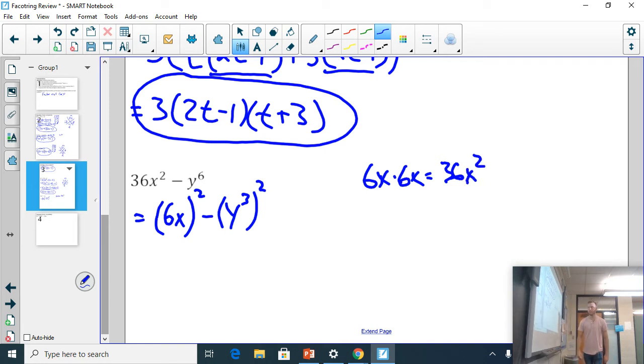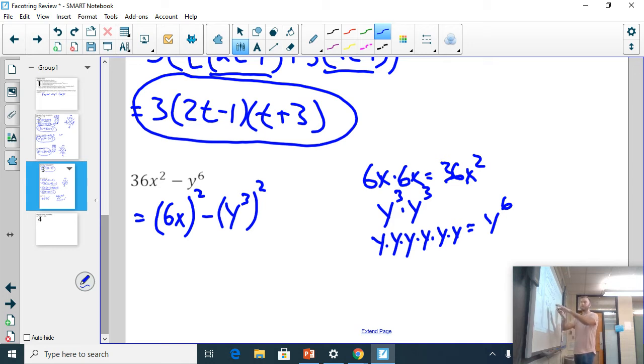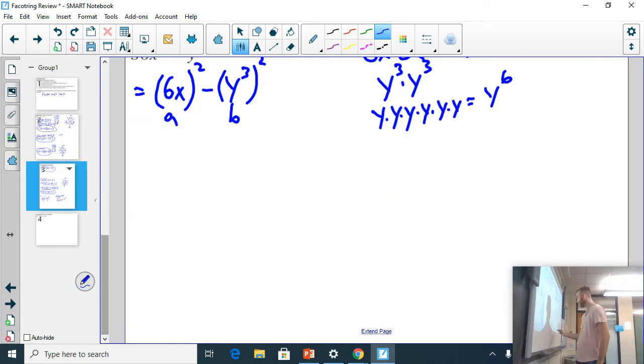squared, right? And then here we have y cubed squared, which really means y cubed times y cubed, which if we were to write that out, that would be y times y times y times y times y times y. Y times itself 6 times, which is y to the 6th. So that works, right? So now this is our a and this is our b that we just have to think about, right? And that a minus b, a plus b.